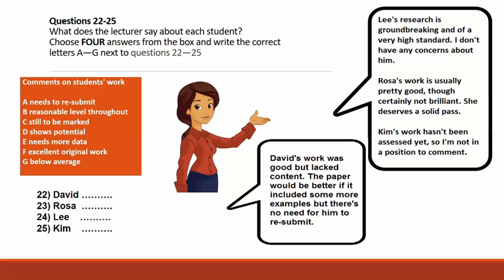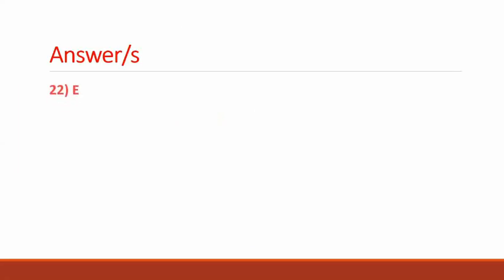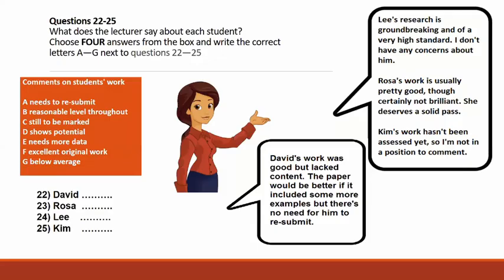Let's have a look at what the answers were and see if you got them correct. So number 22 was E, number 23 was B, number 24 was F, and finally 25 was C. So let's just have a look how that transfers. So David needed more data. Rosa shows potential.